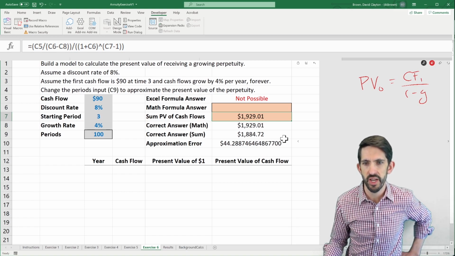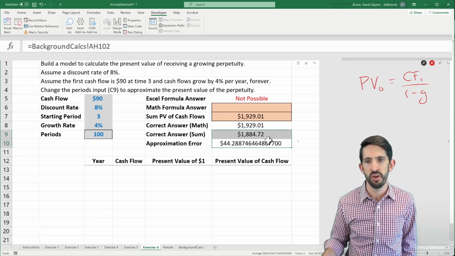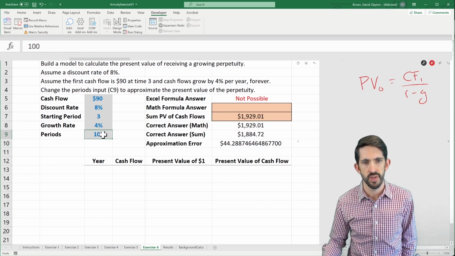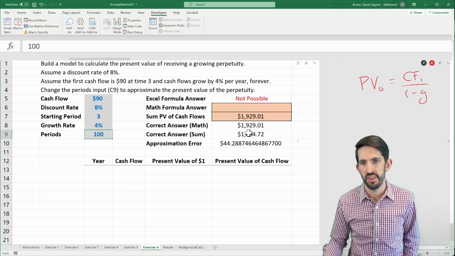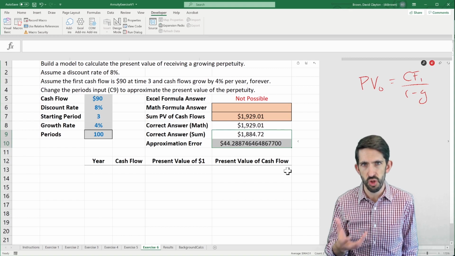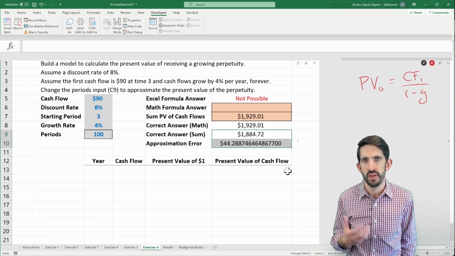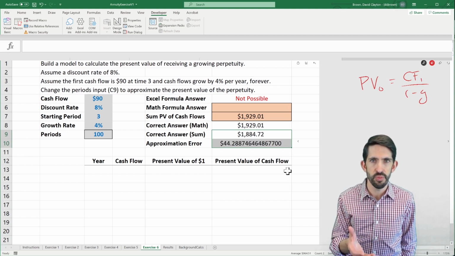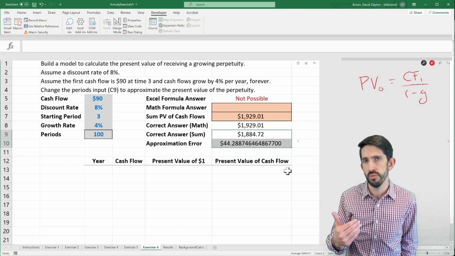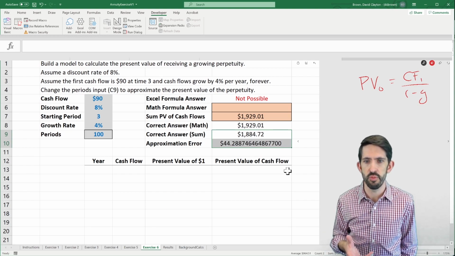But we can approximate it pretty darn close. If you notice here in my answers, right, you have a correct answer of summing over 100 years of doing this. And there we see that, well, we end up $44 close, right? We're $44 off in our approximation, right? We're going to build the model to handle 100 periods, but allow even more. And we'll see what happens as that approximation error changes as we increase the number of periods.